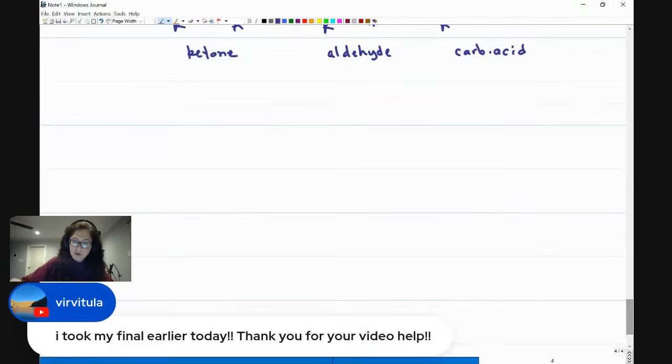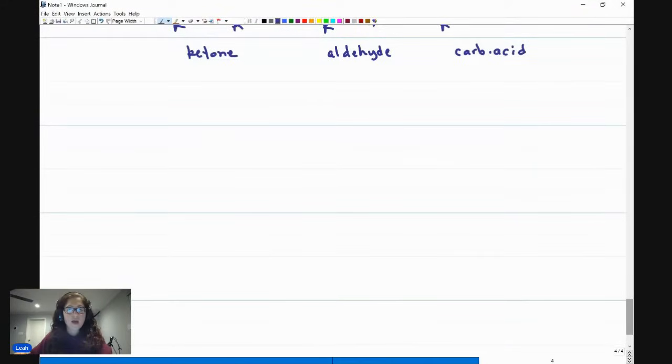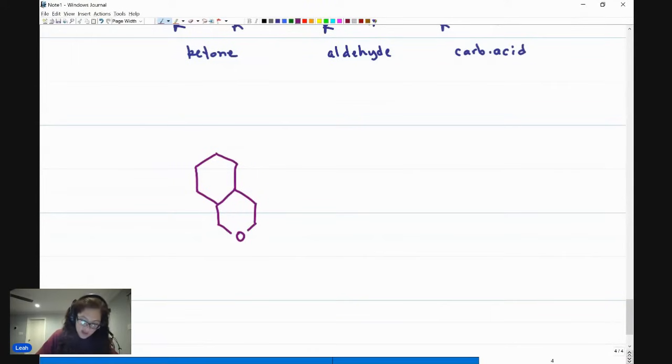Let's try one more to identify what groups we can find. And this one is going to take a bit. So maybe I should have chosen something shorter. Okay, so as I'm drawing it, I want you to start analyzing and telling me what groups you think you recognize.